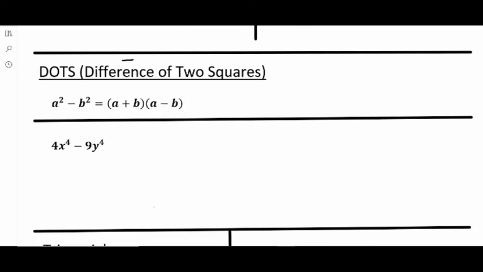We have 4x to the power of 4 minus 9y to the power of 4. And this is where people start getting it a little bit wrong. They forget to actually square root the number. Well, the square root of 4x to the power of 4 is equal to 2x squared.